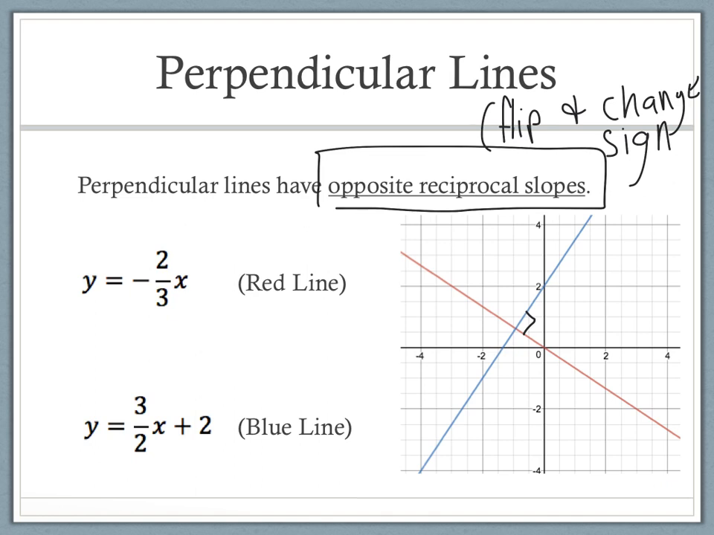So reciprocal is when we flip it, and opposite means we're just going to change if it was positive or negative. Okay, so if I look, my red line, the slope is negative 2/3, but my blue line, the slope is a positive, and then we flip the fraction, so 3/2.